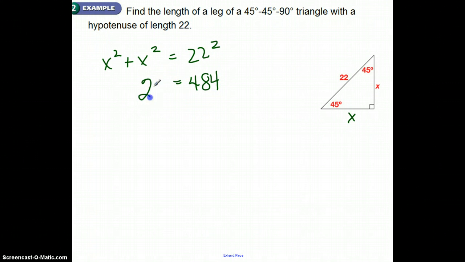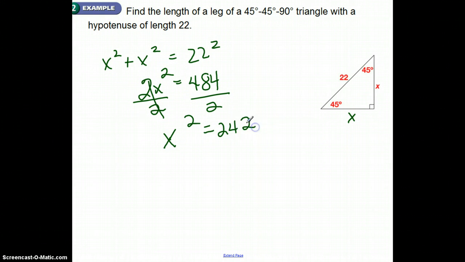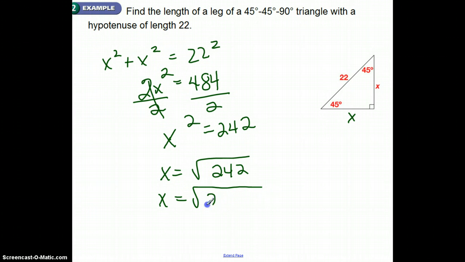And these two together would be 2x squared. So divide by 2. It's going to be 242. So to find x, I would have to do the square root of that. Now remember again, we talked about finding perfect squares. So I happen to know that this is going to be 2 times 121. 121 is a perfect square of 11. So it's going to be 11 square root of 2.